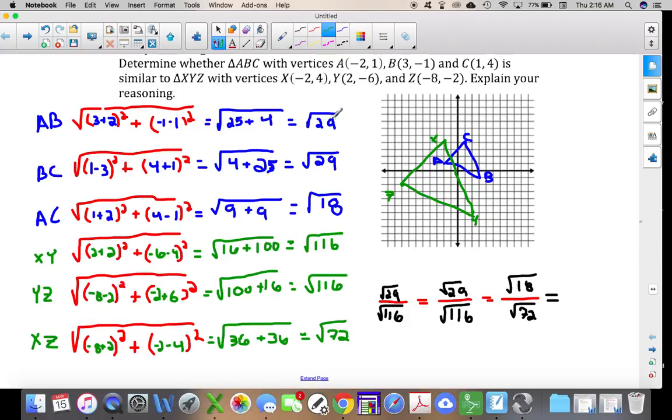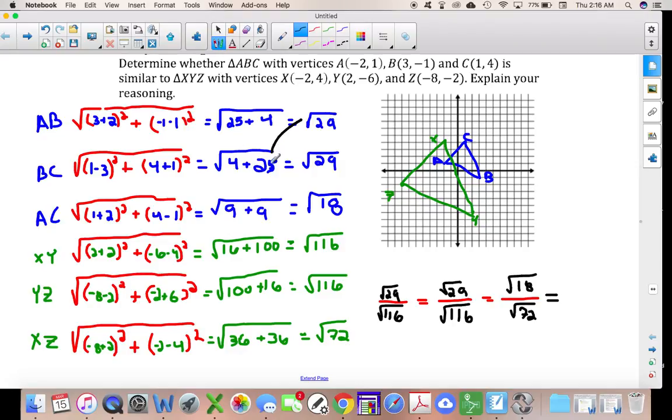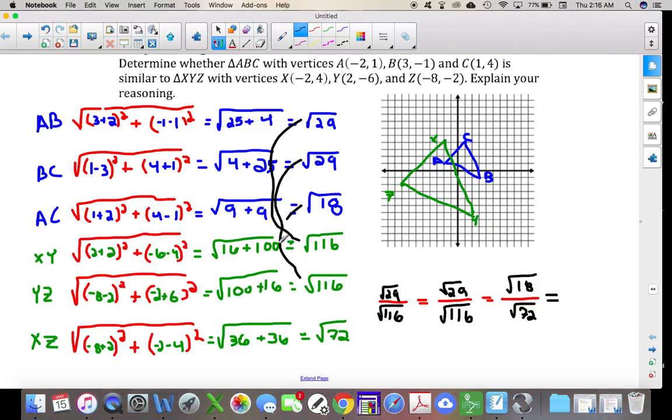And then what I did was I took each side and related it to the one that corresponds to it. So the square root of 29 corresponded to the square root of 116. This 29 corresponded to this square root of 116, and this square root of 18 went with the square root of 72. So I put those over top of each other, and I divided them in my calculator, and on each one I got 0.5. You can check that if you want to, but if you plug those in, square root of 29 divided by square root of 116, and so on and so forth, you'll get 0.5 every time. So by side, these are similar triangles.